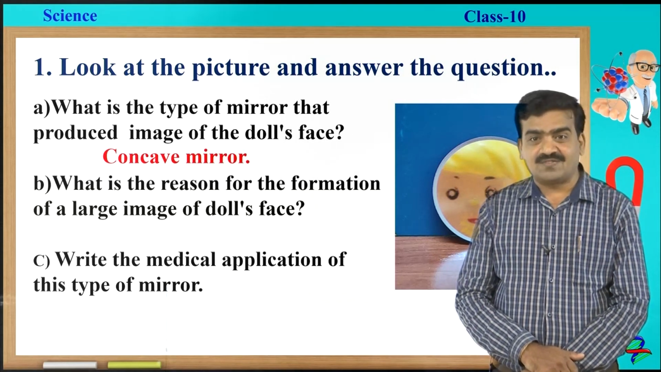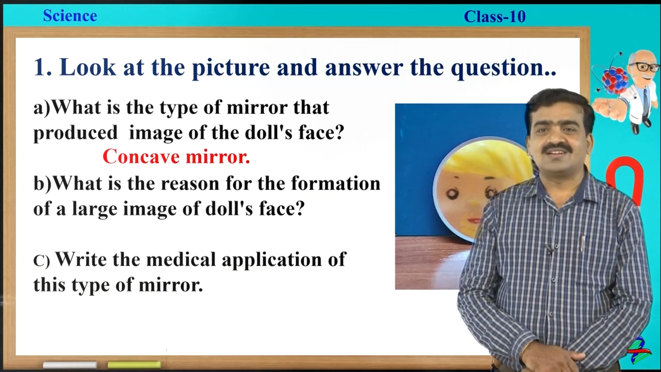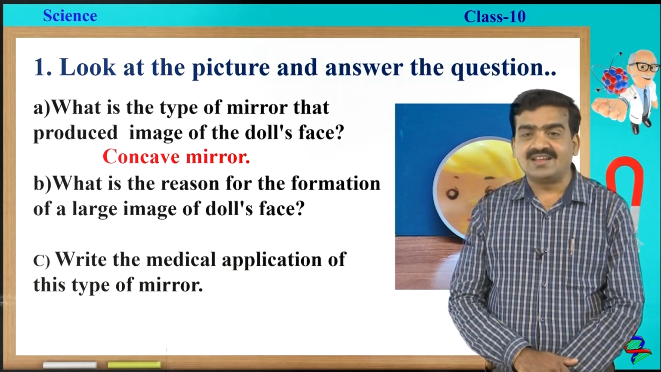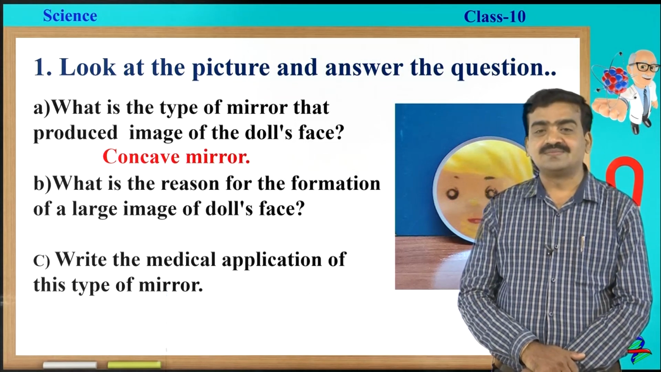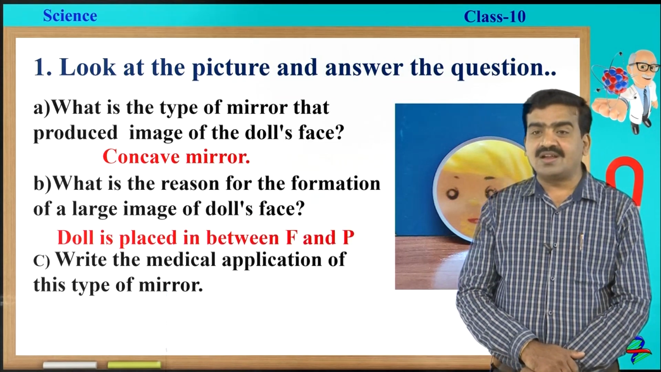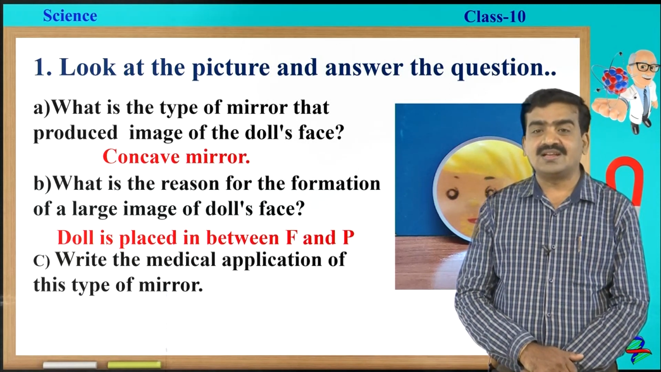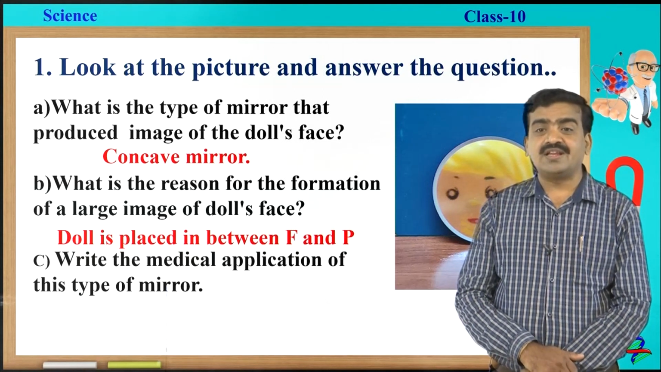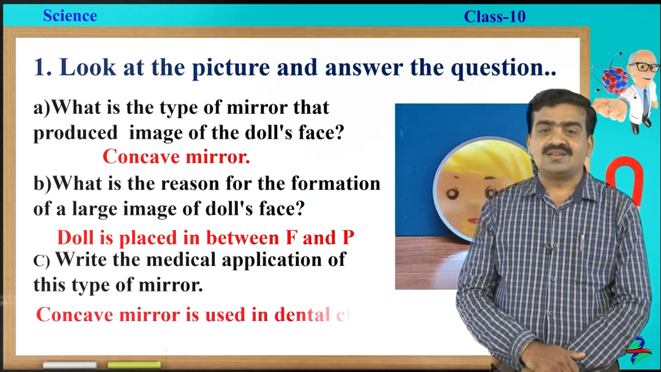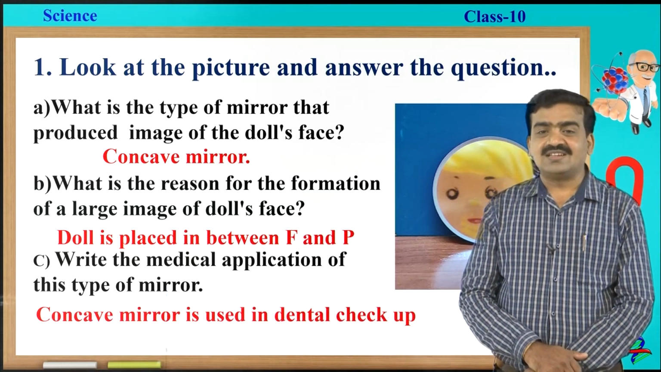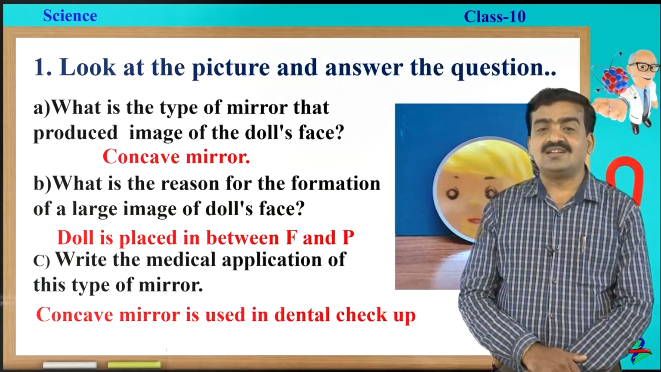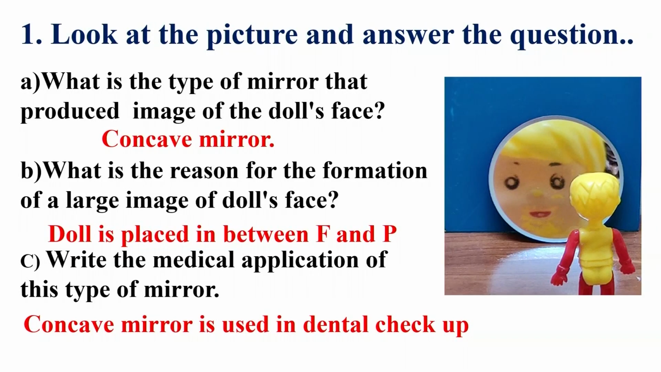The answer for the first question is concave mirror, since it is producing an enlarged and virtual image. Here we have got the magnified image of the doll because the doll is placed between F and P. And the answer for the third question is, this type of mirror is used in dental checkup since it is going to give a magnified image. It is useful to check the faults of the teeth because it produces a large image.